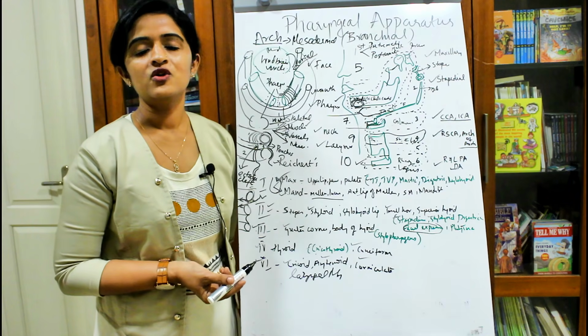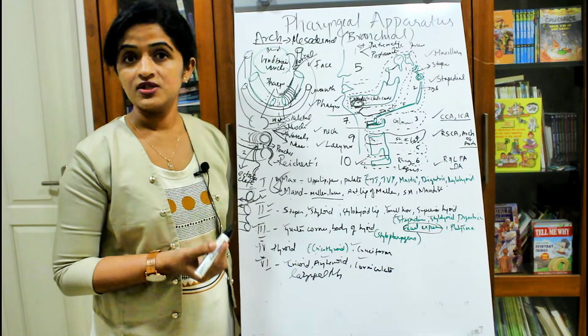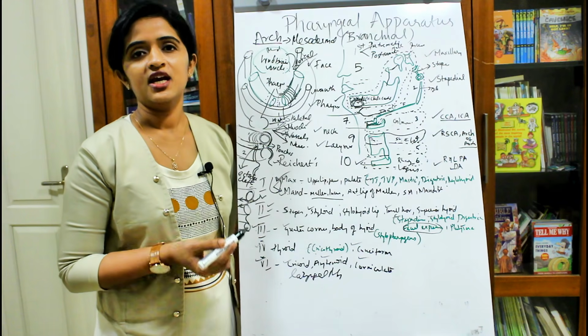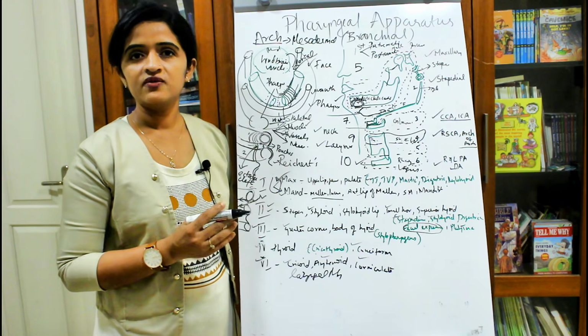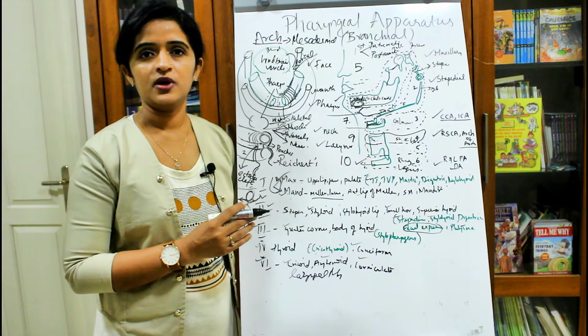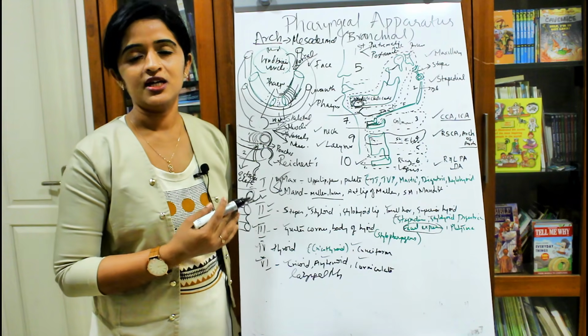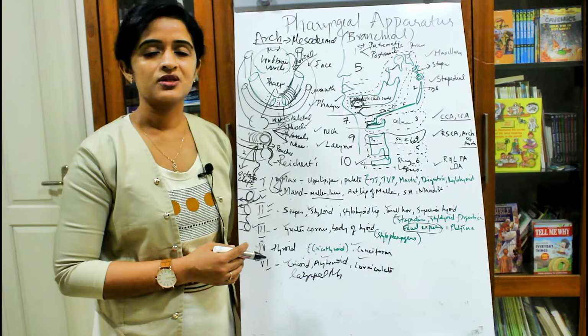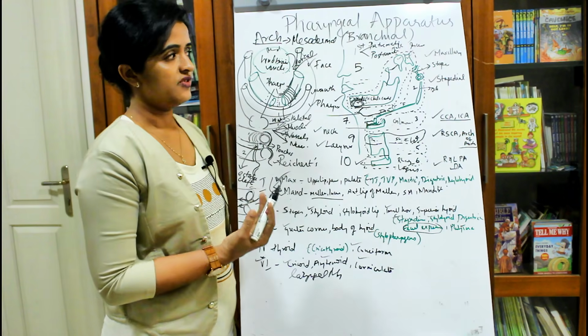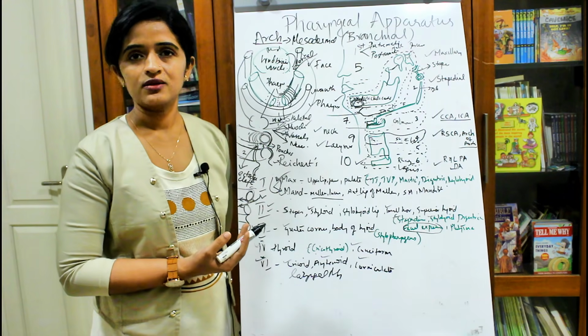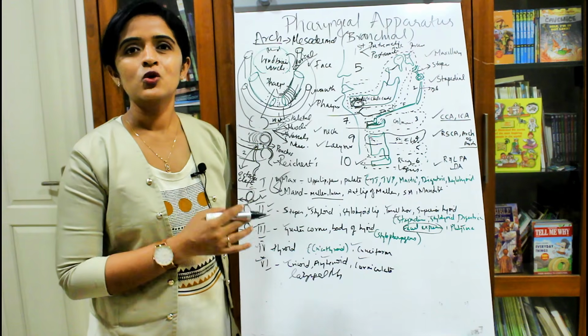In the next session, we will be discussing the derivatives of the ectodermal cleft and the endodermal pouch, because only with the ectodermal cleft and endodermal pouch will the entire branchial apparatus be complete. We will also be discussing some of the applied aspects of the branchial apparatus in the next session.